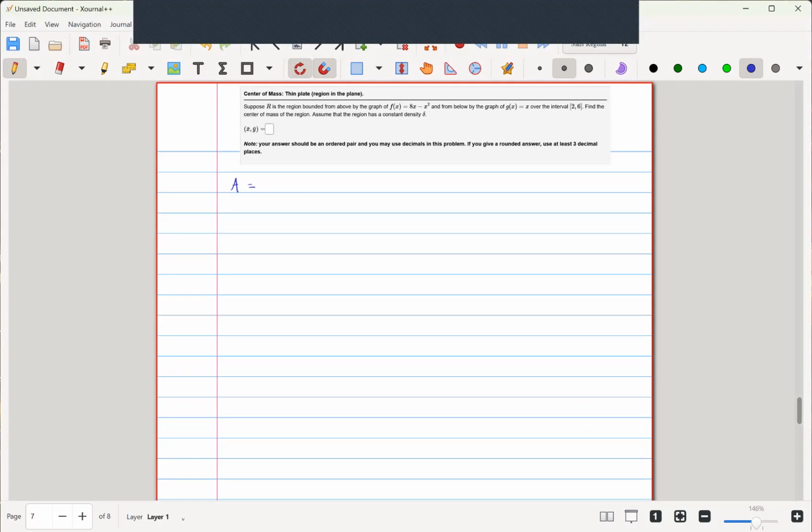A is equal to the integral from 2 to 6. Top minus below is f of x minus x squared minus x, dx. This x is going to cancel out, and we're just going to get the integral from 2 to 6 of 7x minus x squared dx. Now we just do some nice power rule here: 7x squared over 2 minus x cubed over 3 from 2 to 6. That's going to give us 7 times 36 over 2 minus 6 cubed over 3.